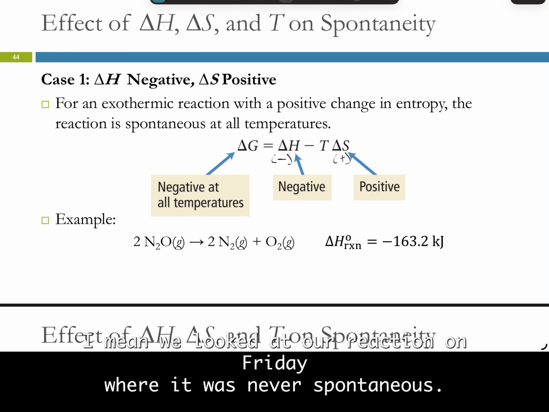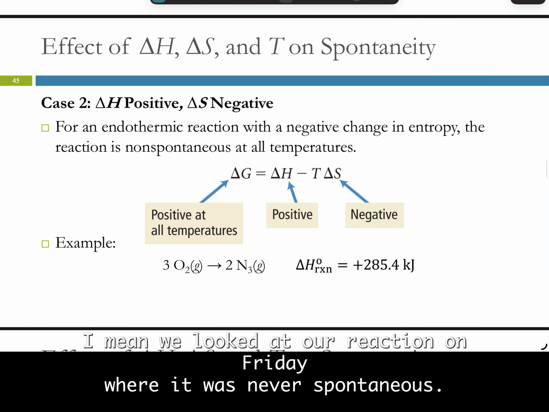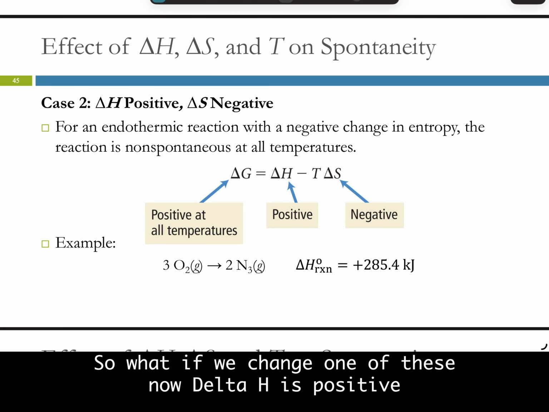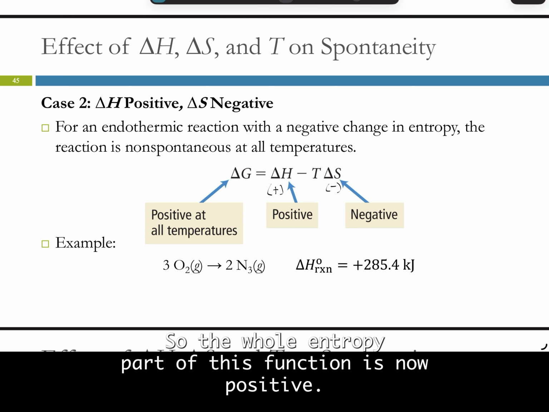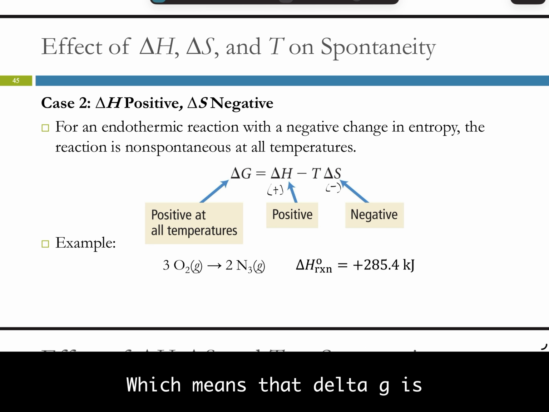I mean, we looked at our reaction on Friday where it was never spontaneous. So what if we change one of these? Now delta H is positive, which means it's endothermic. Delta S is negative, which means negative T times negative delta S is also positive. So the whole entropy part of this function is now positive, and enthalpy is positive, which means that delta G is always positive, which means that it's non-spontaneous at all temperatures.